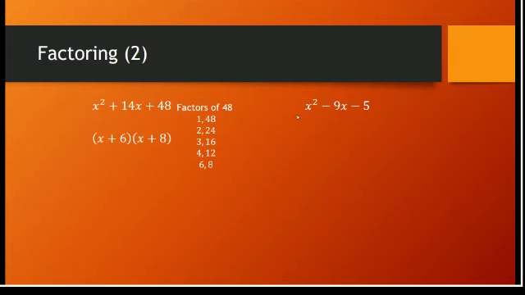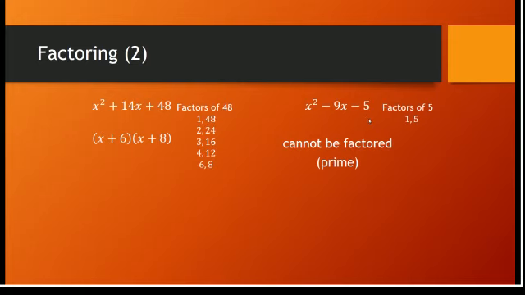Here in our third example, x squared minus 9x minus 5. The factors to make negative 5 are going to be negative 1 and positive 5, or positive 1 and negative 5, but neither of those is going to add up to negative 9, so this one actually cannot be factored. None of the factors are going to add up to negative 9, so this cannot be factored. We call that prime.